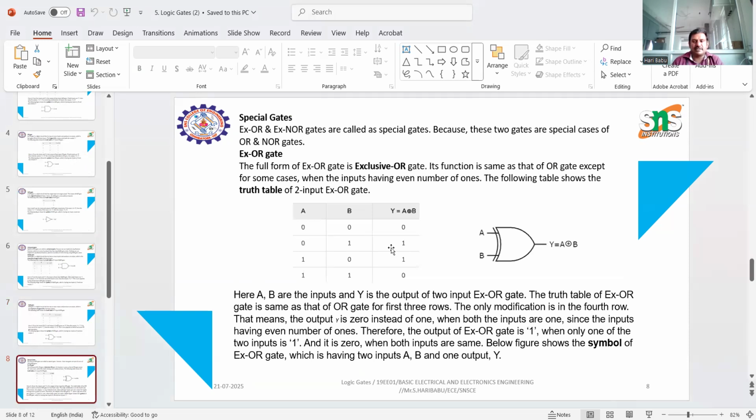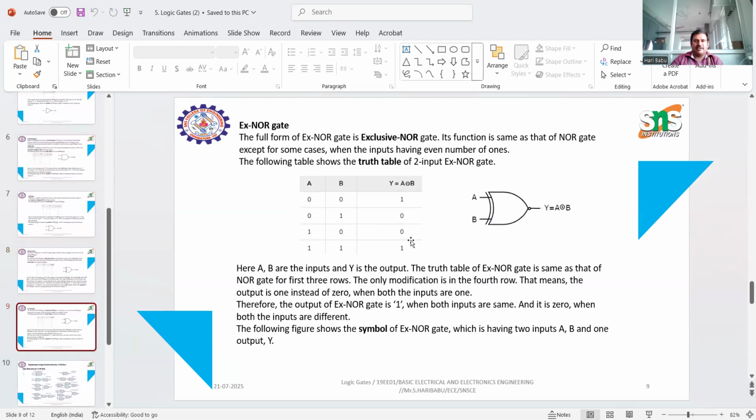Next are the special gates. What is in special gates? They are the XOR gate and the XNOR gate. These are special cases of the OR and NOR gates, where XOR is exclusive OR. When the inputs are 0, 0, the output will be 0, and for 1, 1, the output will also be 0. That is, when both inputs are the same, the output will be 0. When the inputs are different, the output will be 1. This is XOR, represented here by its truth table and symbol.